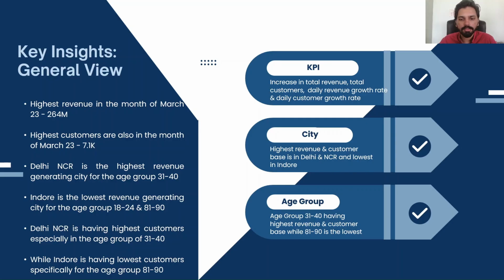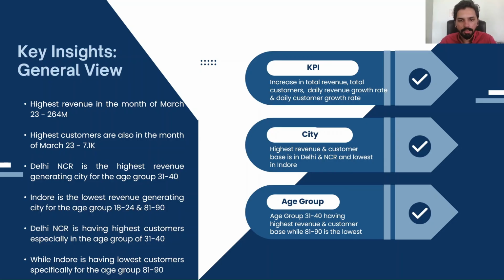And based on the age group, we can clearly see the age group 31 to 40 has the highest revenue and customer base, while age group 81 to 90 has the lowest revenue and also the lowest customer base. So this was about the general view insights.